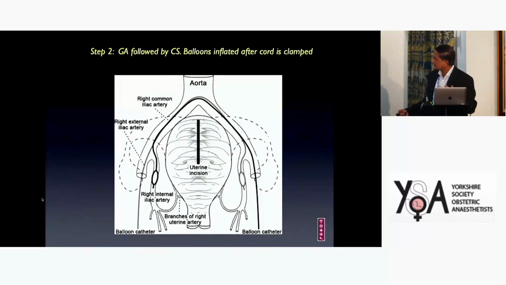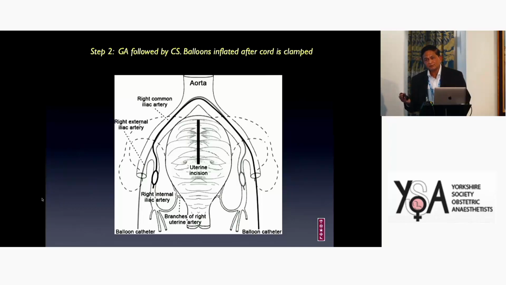So once that is done, step 2 is GA, followed by cord clamping. The baby comes out, the cord is clamped, and then we inflate the balloons. There's no radiation at that point, we just have inflators, they just inflate the balloon. So with adherent placenta, obviously you're giving medication to try and increase the uterine tone. What the obstetrician can do is try and deliver the placenta at that point in time.